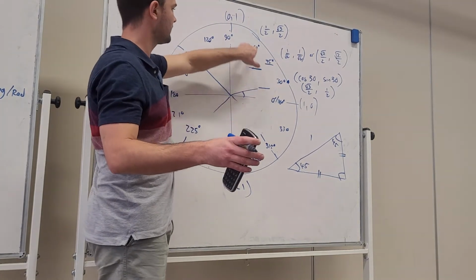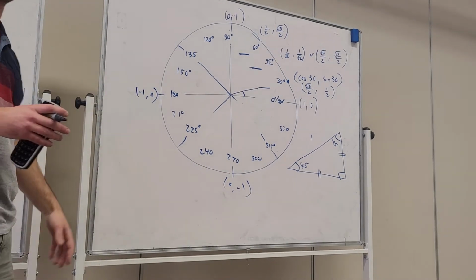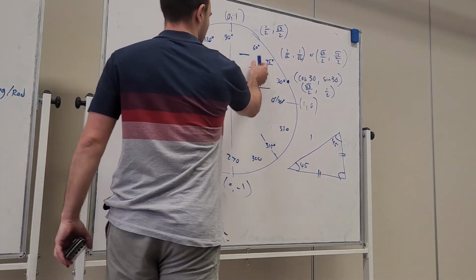And you're going to do that for every position around the whole unit circle. Okay, so I want you to do that now. Take about 2 minutes to do that. Find the radians for every single position.